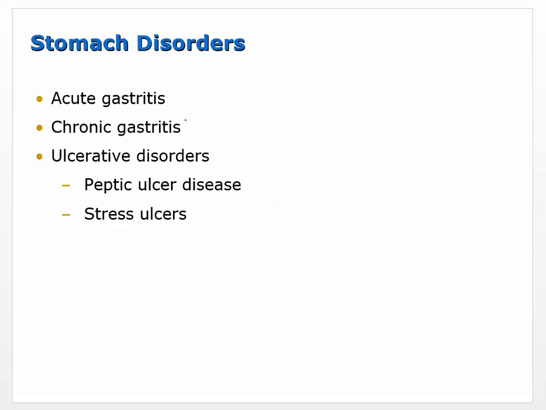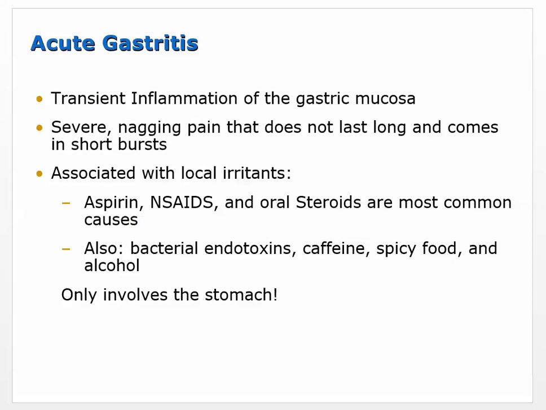So let's talk about stomach disorders, gastritis. And when you see gastritis, make a note of this. When you see gastritis, you're talking about the stomach. We're not talking about the intestines when we discuss gastritis. Now, there's acute gastritis and chronic gastritis that we'll talk about, and then ulcerative disorders, which can also include the small intestine, at least the first part of the small intestine.